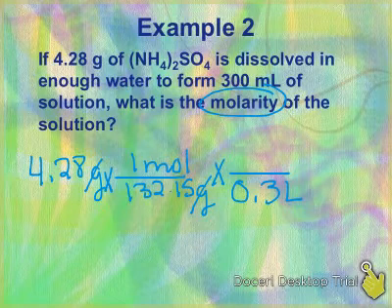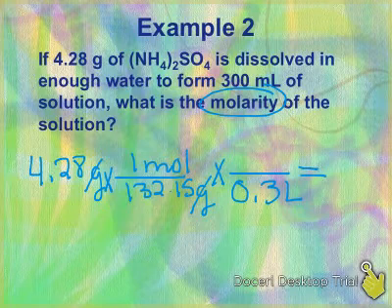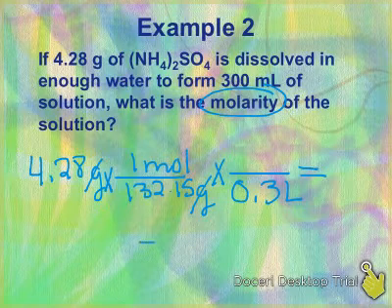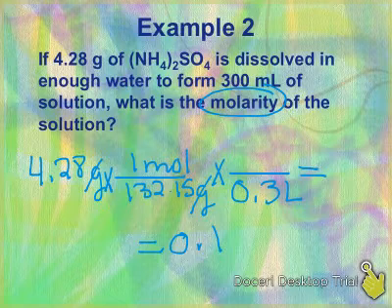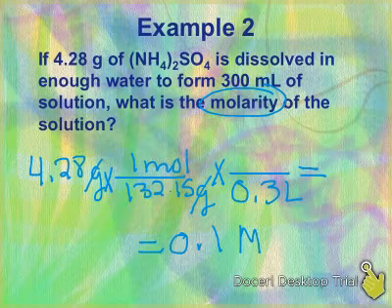Nope. So I'm going to do 4.28 divided by 132.15 divided by 0.3, and I should get an answer of 0.1 molar solution, and I only get one significant figure because 300 only has one significant figure.